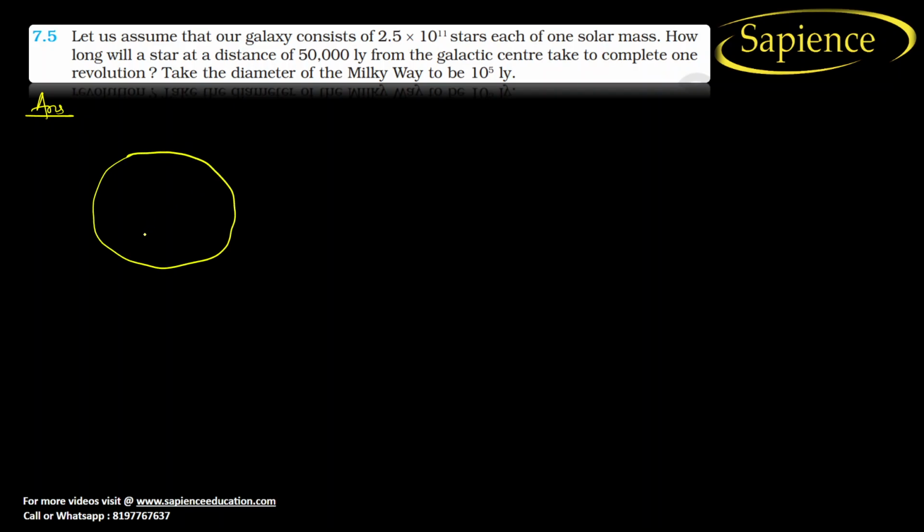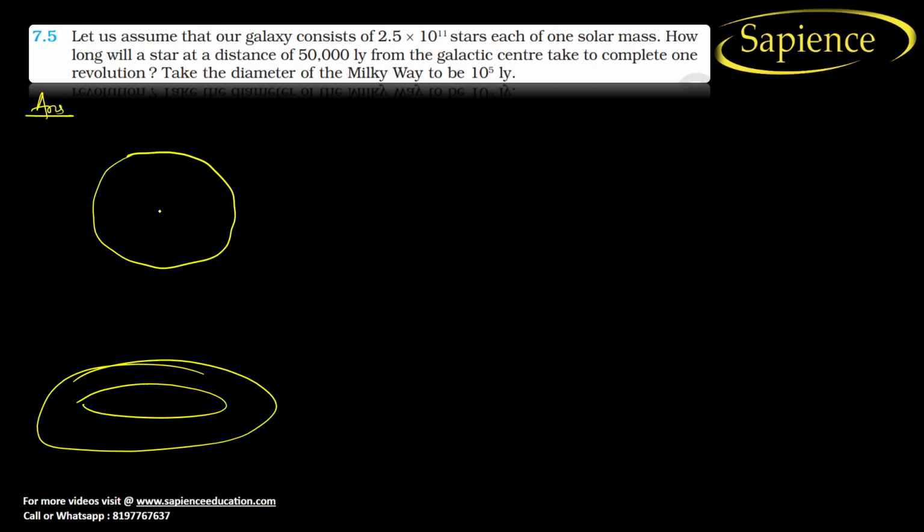Actually the galaxy may be spiral shaped, but here we need to assume that the galaxy is spherical and consists of several stars. So many stars are there in a galaxy, like this, like this. Now, how long will a star at a distance of 50,000 light years take? So basically we need to find the time period.